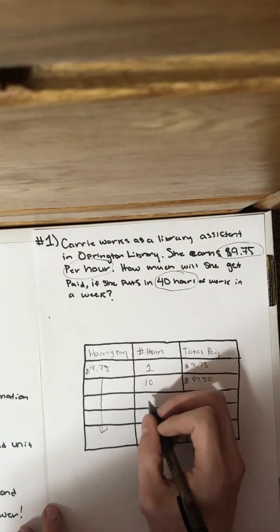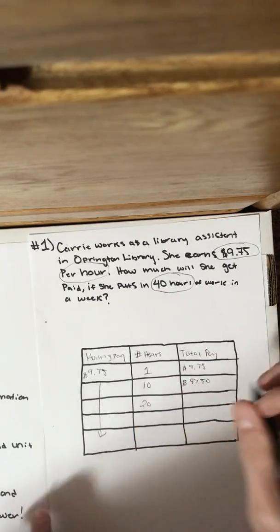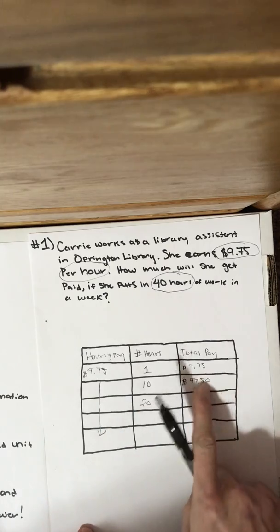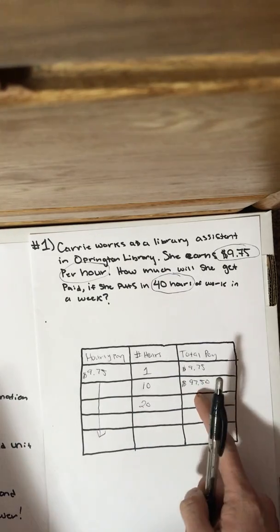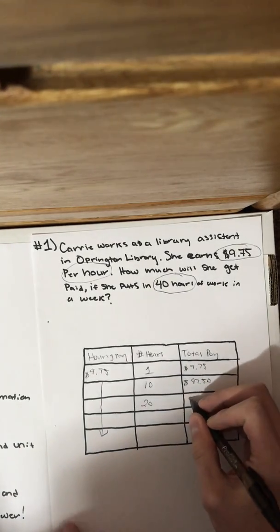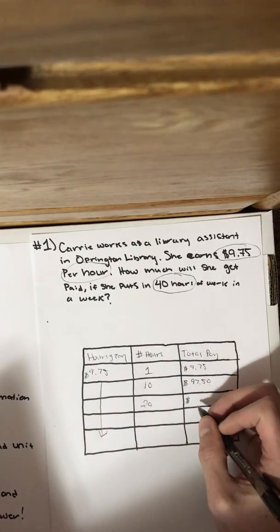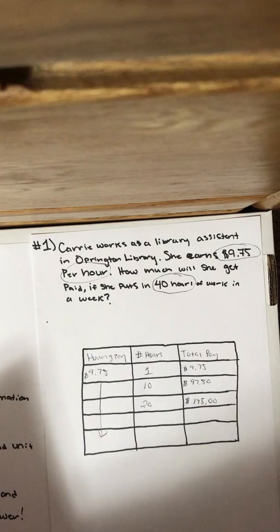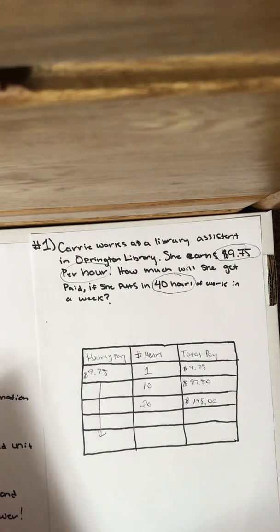So the number of hours she works, let's move on to 20 hours. We know 20 hours is going to be 2 times what 10 hours was. So that's quick math that we can use. And I know that she'll make $195 in 20 hours.